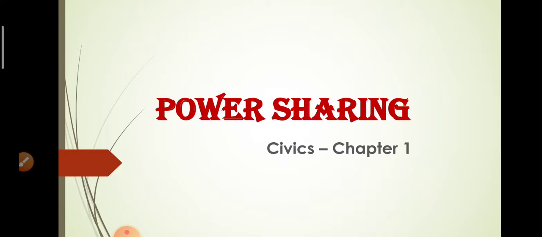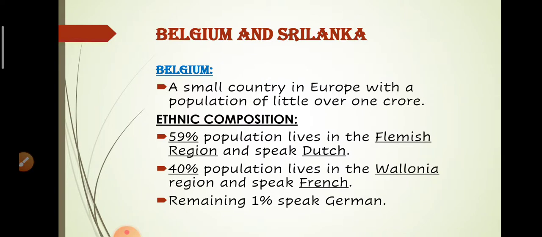In class 9th, we studied that in a democracy, all power does not rest with one particular individual or maybe a group. Instead, the power is shared among the people. So, in this chapter, we start with two stories from Belgium and Sri Lanka, where we are going to discuss how they share power after they get independence. So, let's start with Belgium.